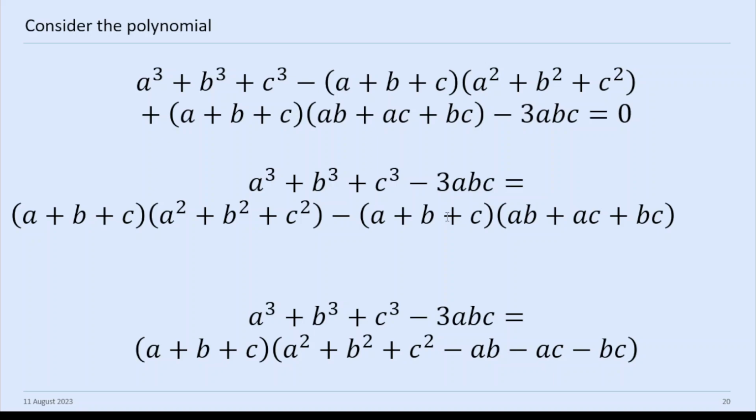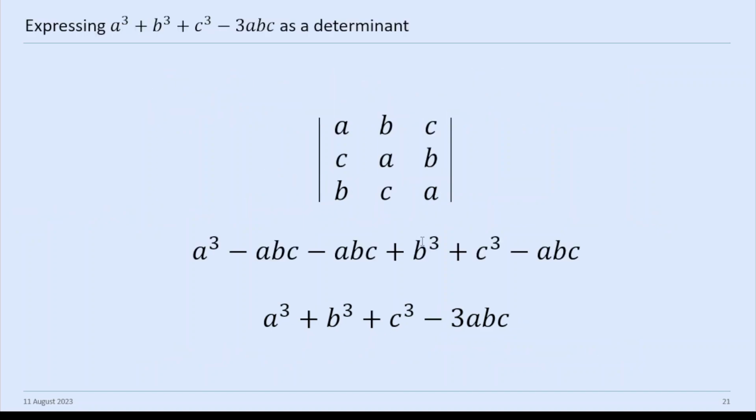We're obviously pulling out a plus b plus c as a factor of the right hand side, which just gives us the identity. So that's one way of showing it. Another way, which is awesome actually, is to express this as a determinant. So we write the original expression as a determinant.